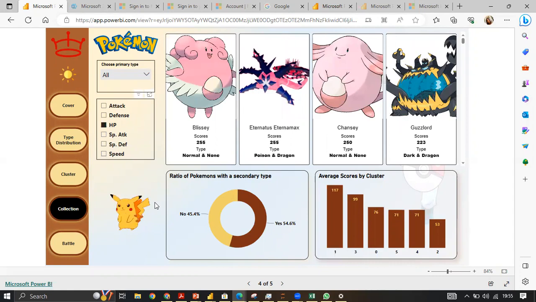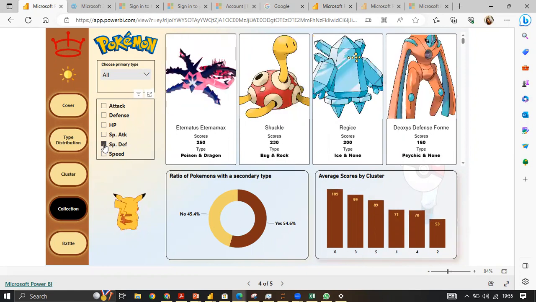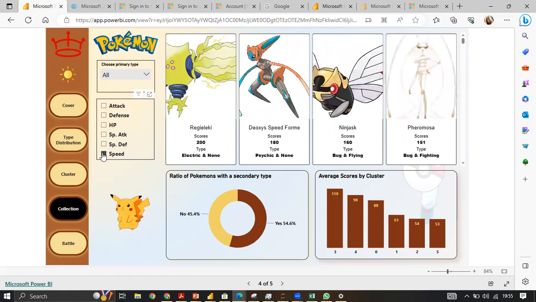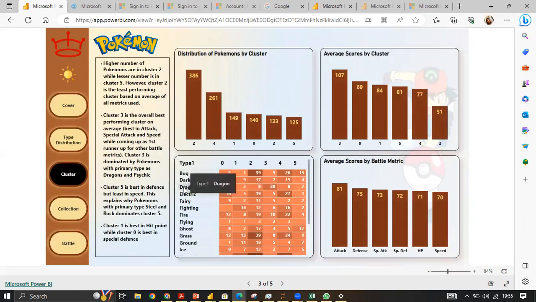So Blissey is a normal type. It doesn't have a secondary type. So we can also go to special attack, special defense. In special attack, Mega Mewtwo Y is leading. For special defense, we have, I think, Eternamax, the big guy. In speed, also, Regieleki is leading. Oh, there's something I missed to talk about.